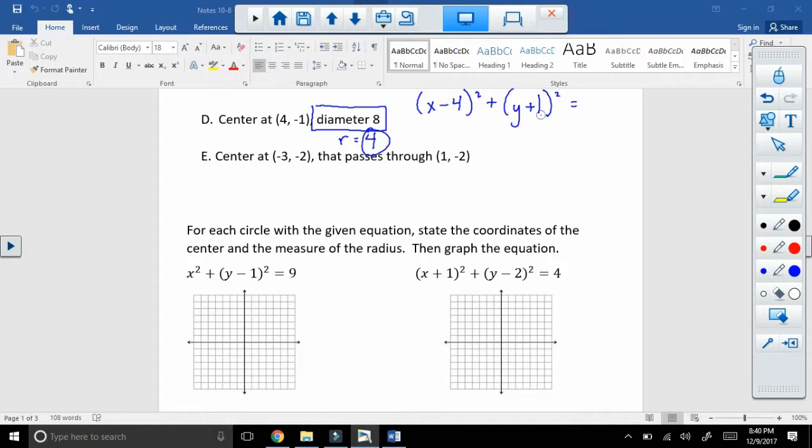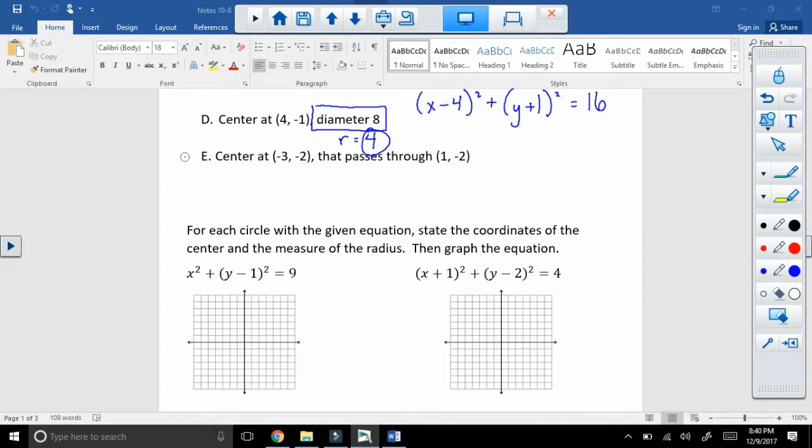Make sure you do the radius squared. So the radius is 4, so 4 squared is 16. And you'll get good enough at these, I think you can just write that out. If it helps you though to write it out rough first and then write the answer, that's fine too.